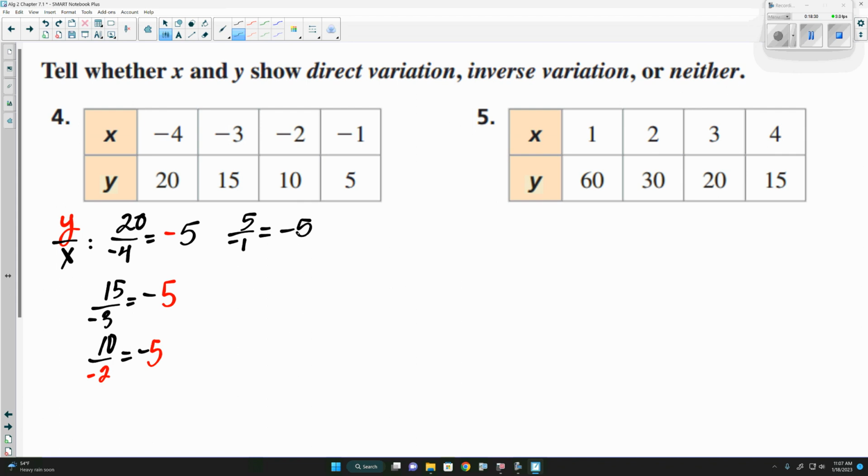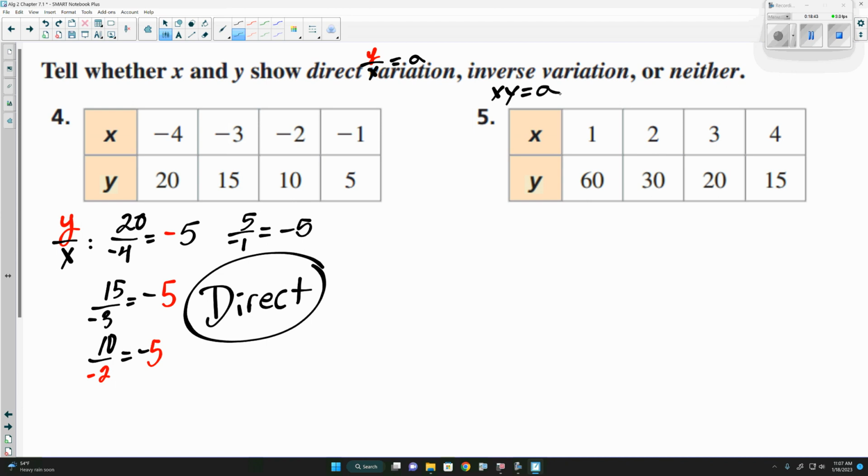Yes, so this is direct. Because our direct is y over x is equal to a, and inverse is x times y is equal to a. It's a little flipped from how it seems. Any questions on this so far?